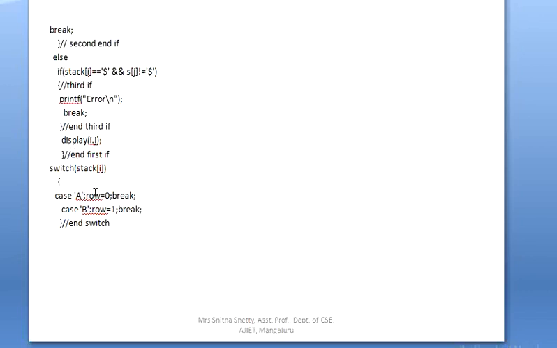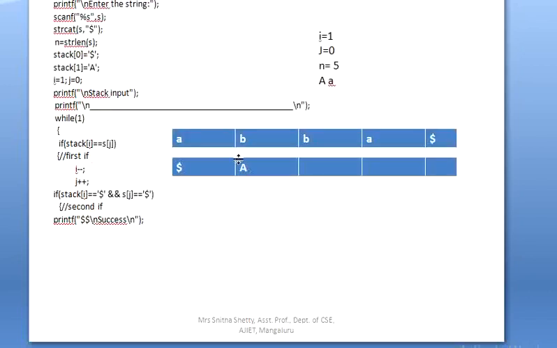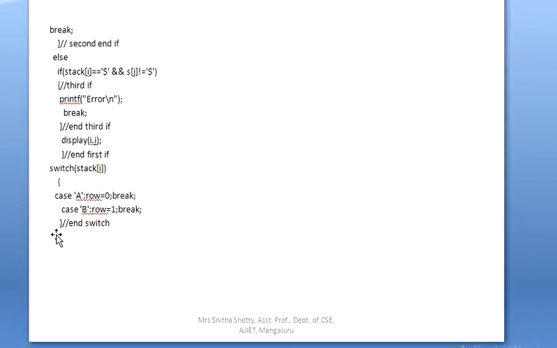Let me go to the switch part. I am checking stack of I. So what is stack of I? I is 1, right? Stack of 1. So what is stack of 1? Stack of 1 is capital letter A. Now if stack of 1 is capital letter A, row equals 0. So row equals 0. Now I got the value of row equal to 0.